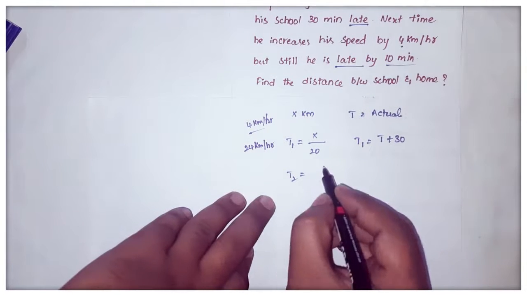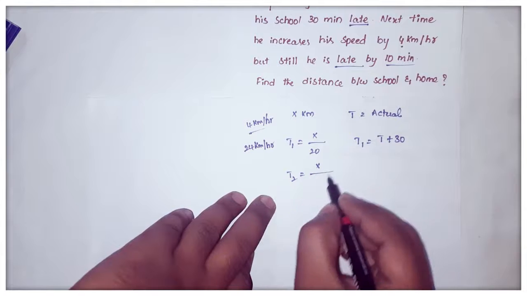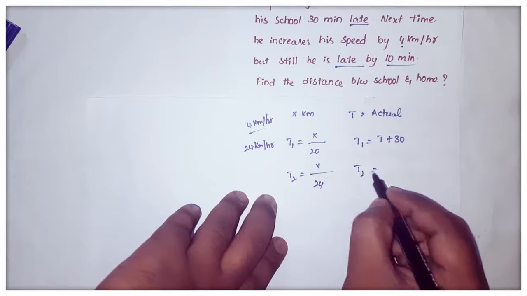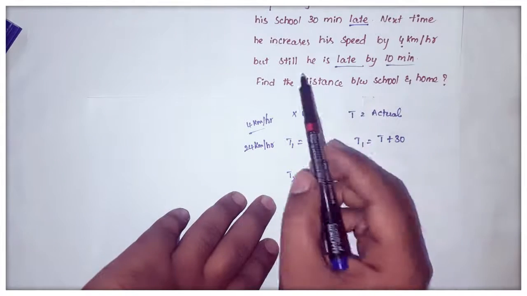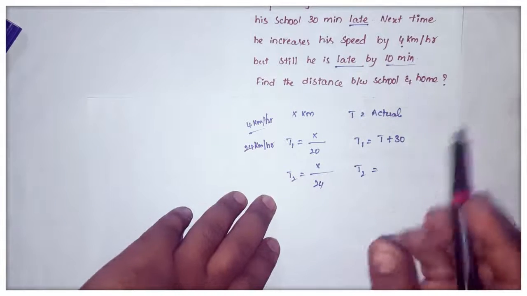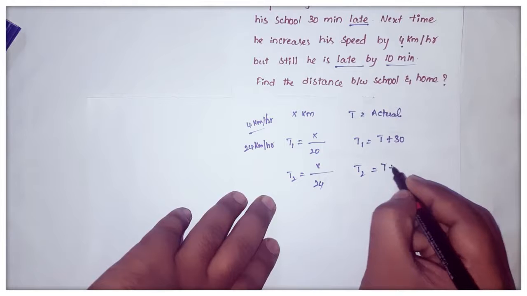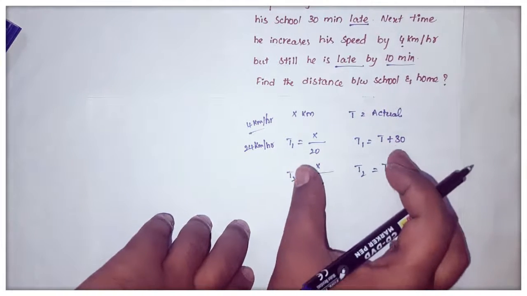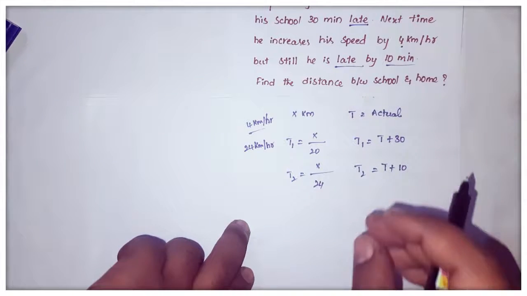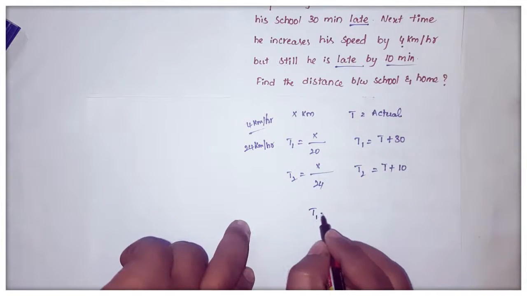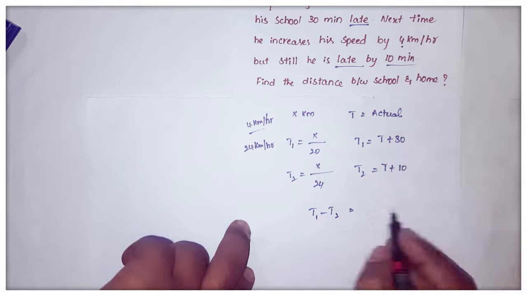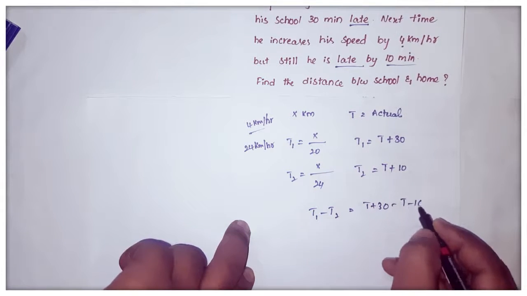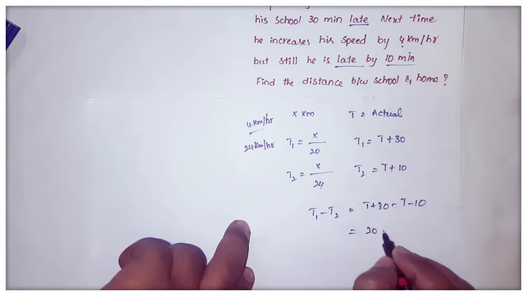So time t2 is equal to distance x by 24 kilometers per hour. And what is the statement followed by this? He is still late by 10 minutes. So time t2 is equal to t plus 10. So we use these 4 equations and we take the difference between time t1 and t2. So how much? t plus 30 minus t minus 10, that is 20 minutes.